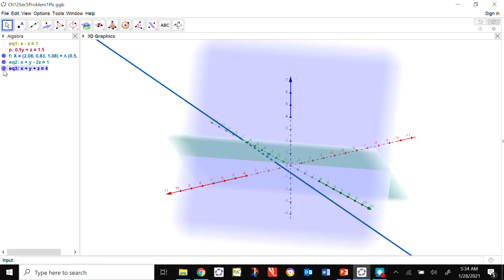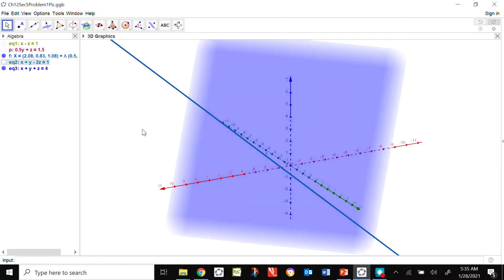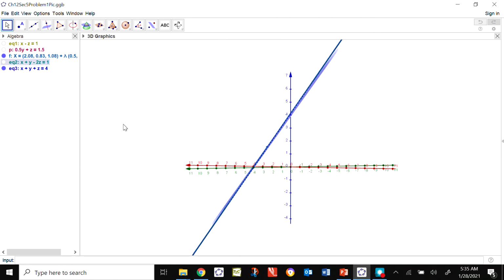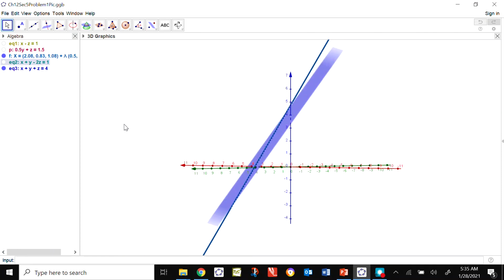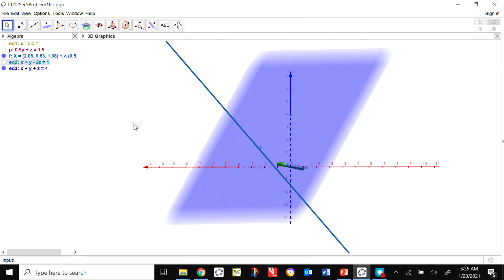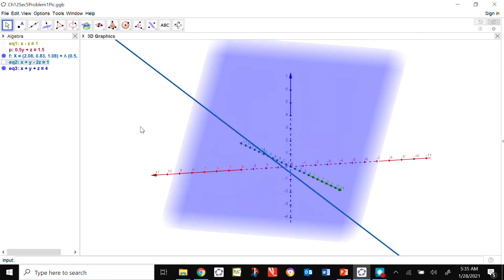So here is our plane, and it is supposed to satisfy all the conditions. It should contain the line. Let me turn the other one off. We'll just have the line and our plane. Ta-da! See that? Our plane certainly contains that line. Ain't that pretty? So, our plane contains that line.